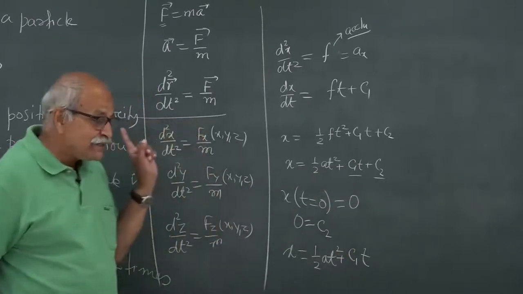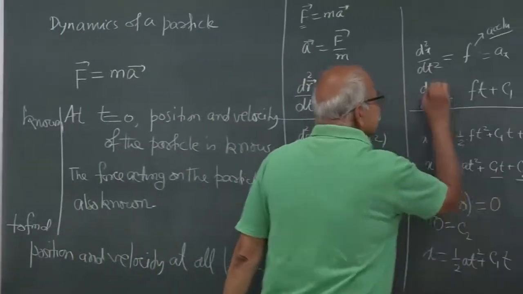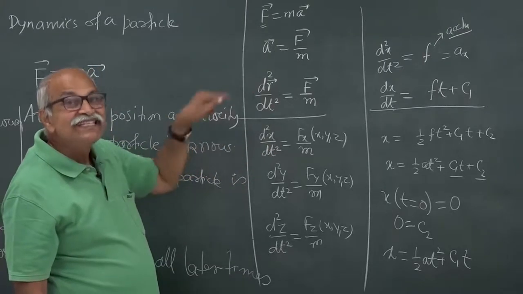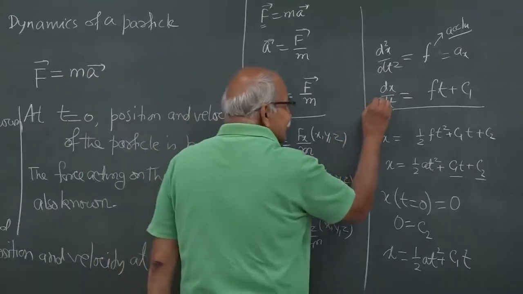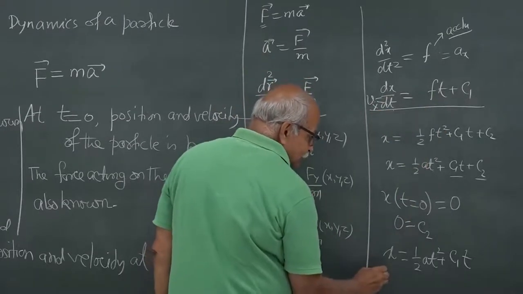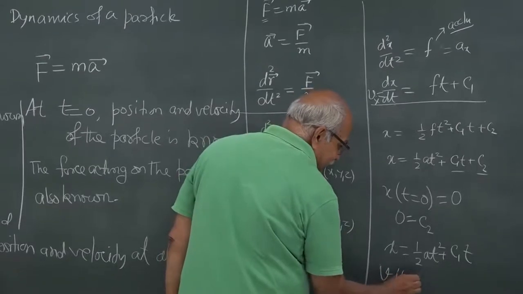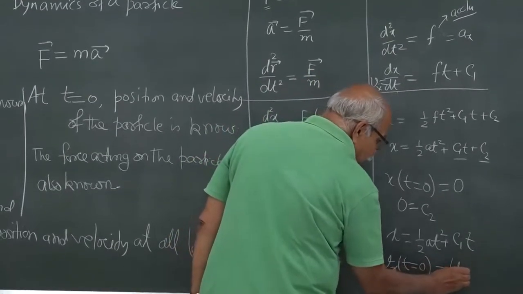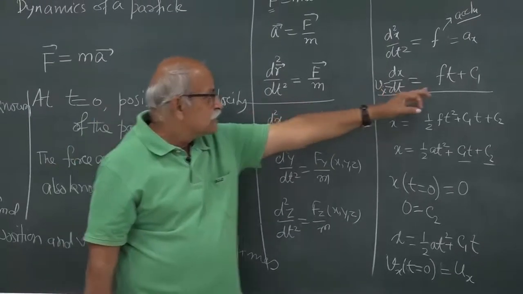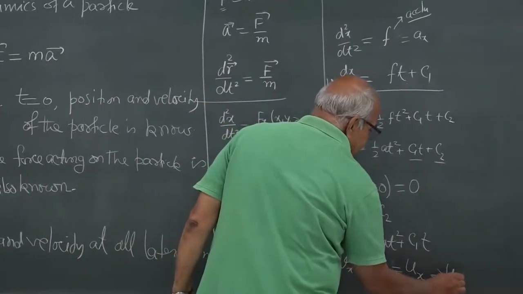And one information still remains, because not only position, I also know the velocity. And velocity is here, dx dt. So at t equal to 0, if the velocity is known, and if I call that velocity small u, then what do I get? If I use this, this is my vx. So if I use this information that at t equal to 0, the x component of velocity is known, and I call it ux, then I can use this equation: ux is equal to, and put t equal to 0, ux is equal to c1.